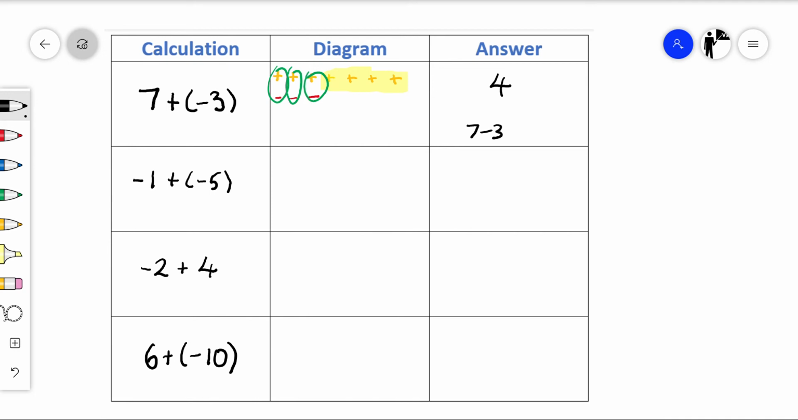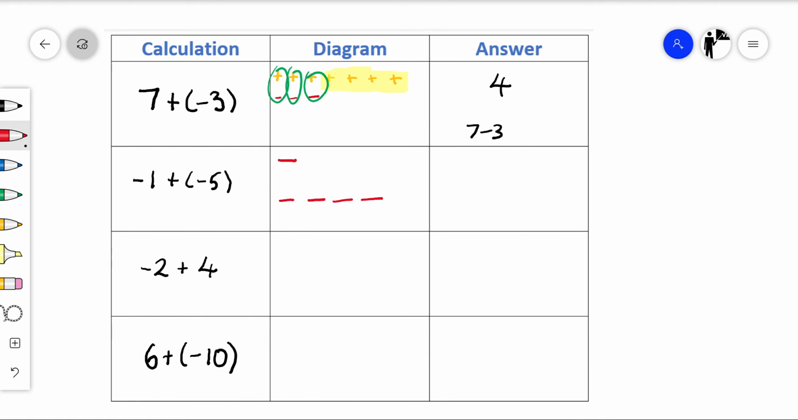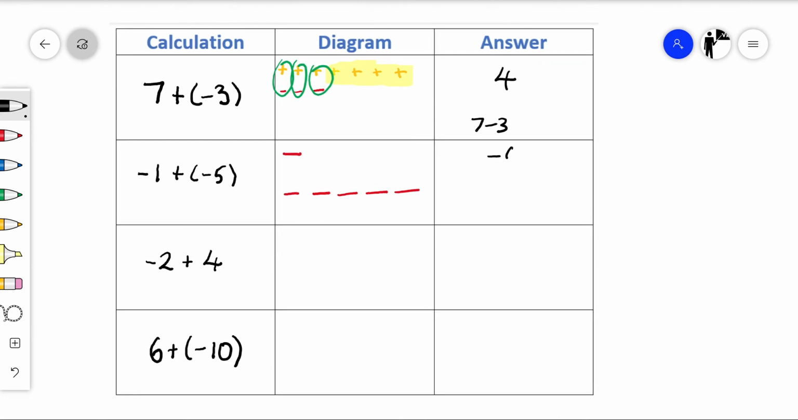Okay, let's have a look at the next one. Minus 1 plus minus 5. So I've got minus 1 and I'm going to add minus 5. Minus 1, minus 2, minus 3, minus 4, minus 5. Sometimes people do this and they say, that's a zero pair. But this is not a zero pair because it's not a plus with a minus. So I have no zero pairs here, so I can just read off my answer. Altogether, I've got minus 1, 2, 3, 4, 5, 6. The answer to this problem is minus 6. And do you notice that I get the exact same answer if I just did minus 1, subtract 5, start at minus 1, go down 5.